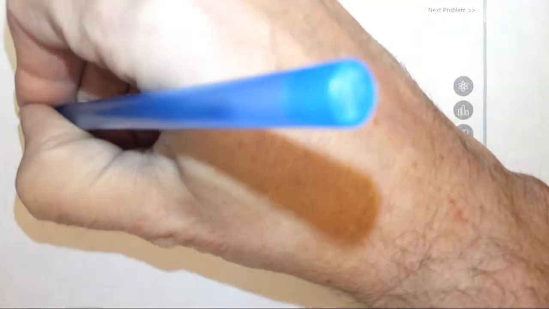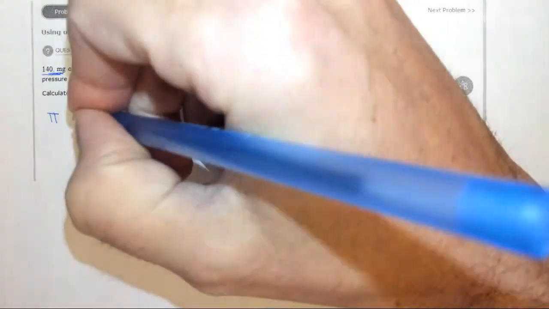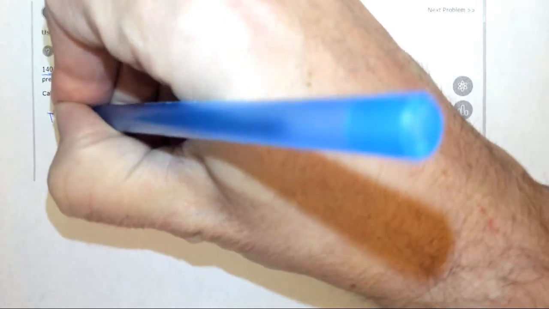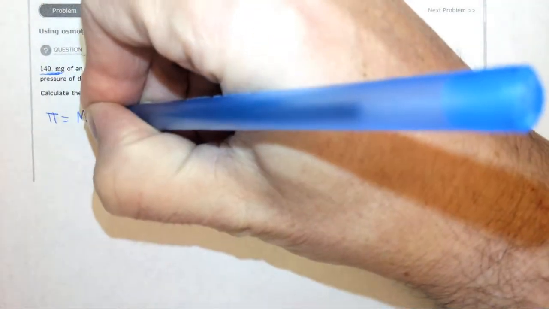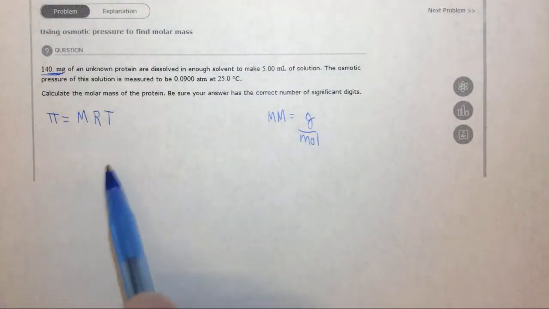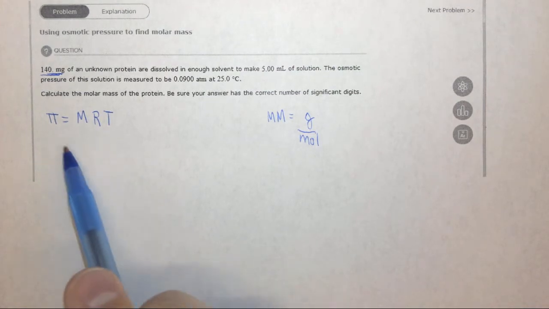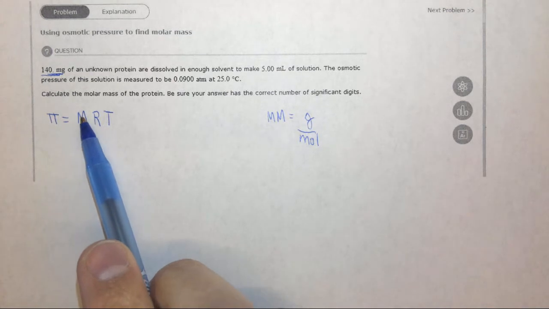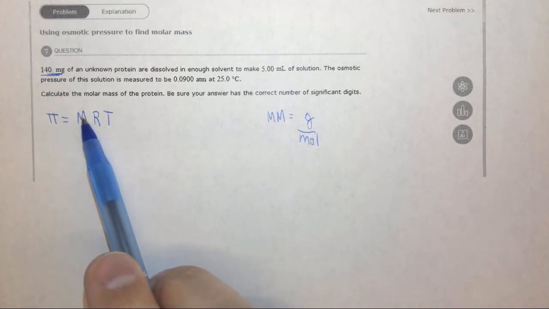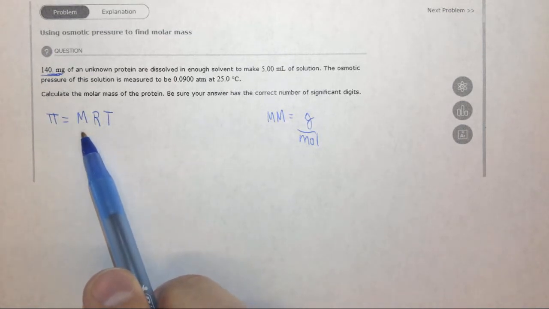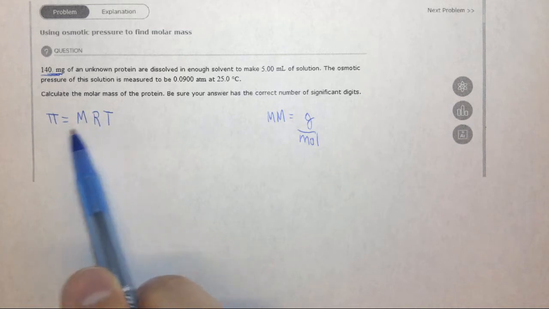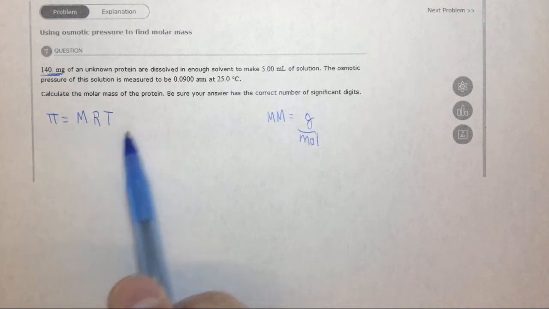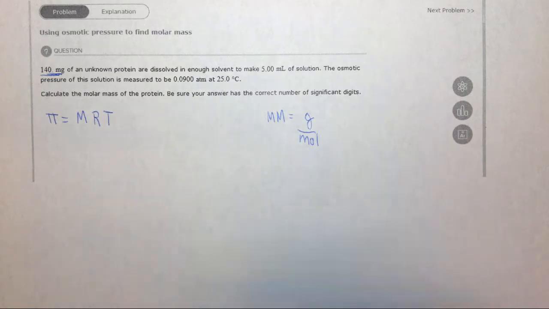The formula here is the osmotic pressure, pi, equals the molarity times R times T. This equation should be familiar. This is the same as PV equals nRT, except molarity is moles per liter. So this is both n and V combined together. So pressure equals MRT.